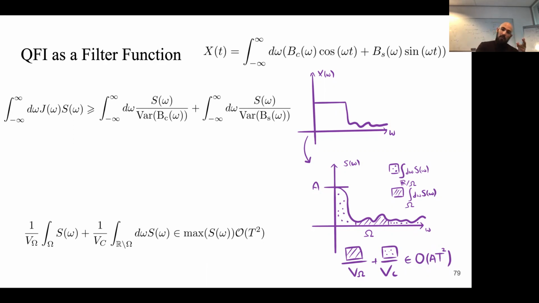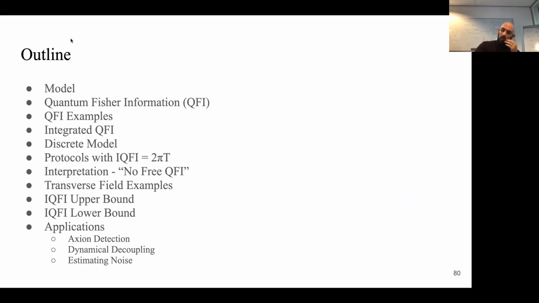But with that, I want to conclude. Just as a quick review, since I'm supposed to tell you what I'm going to tell you, and then tell you what I told you. We talked about a model for the sensing protocol you should have in mind. We introduced the QFI, did some examples, introduced the integrated quantum Fisher information over all frequency, and introduced a discrete model, which was useful to show that many protocols have 2πt integrated quantum Fisher information, which let us give an interpretation in terms of no free quantum information. Sensitivity at one frequency comes at the cost of sensitivity at another frequency.